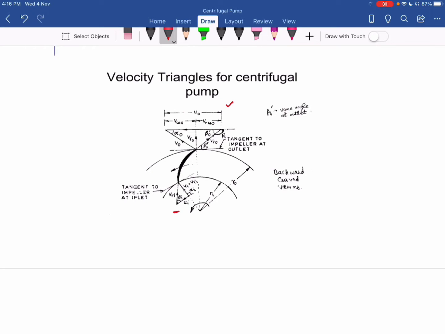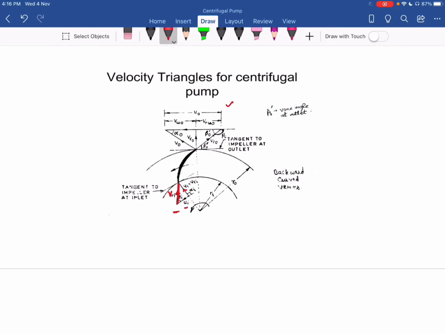Okay, so water enters radially with VI velocity, you can see here. So that is at angle alpha I equal to 90 degree at the inlet. So corresponding to that, my VRI is along the tangential direction. Water enters the vane with velocity VRI in this tangential direction. And UI is my tangential velocity.